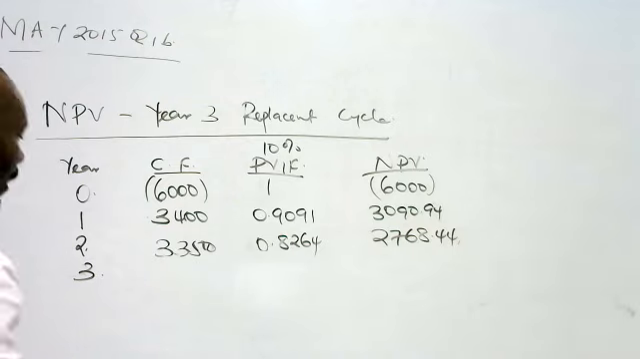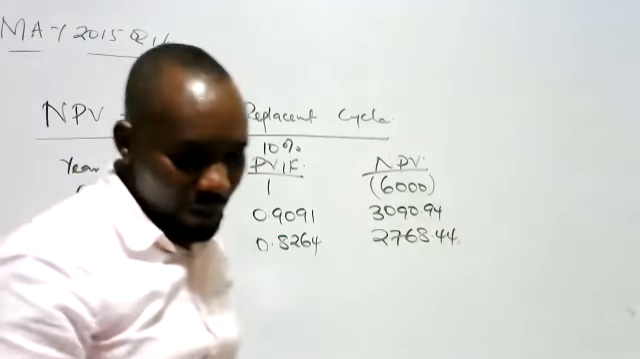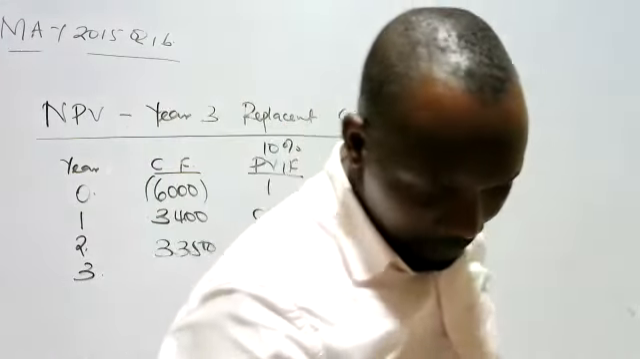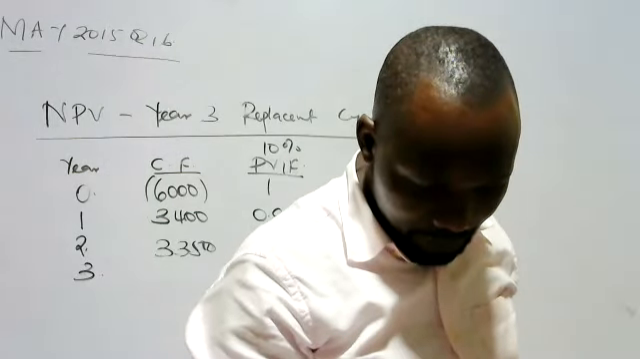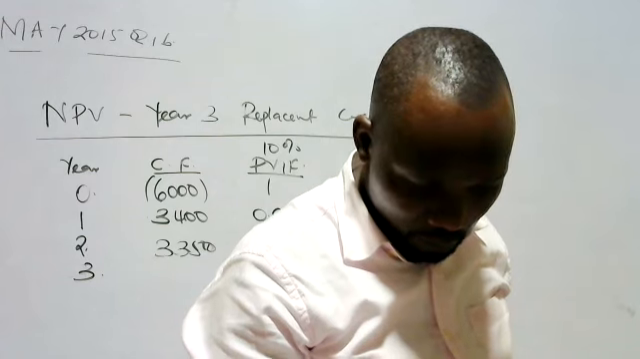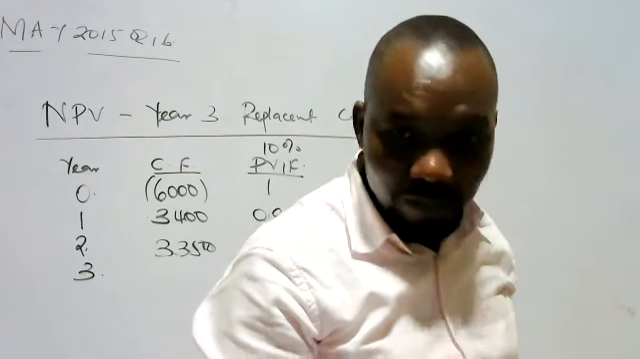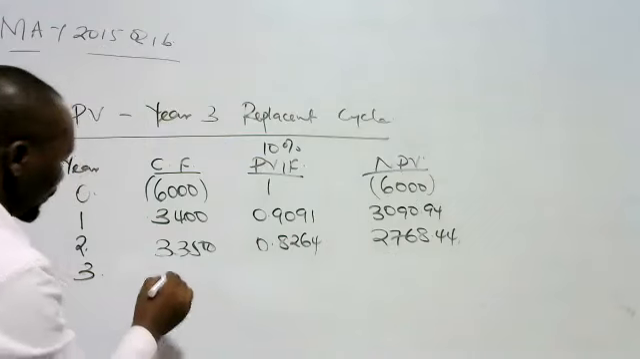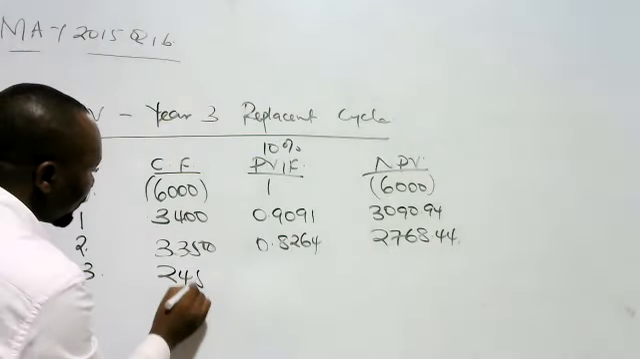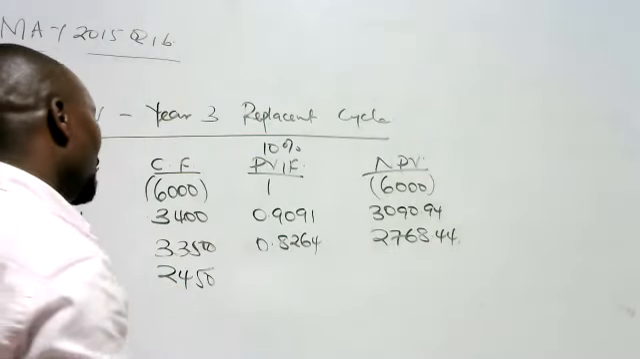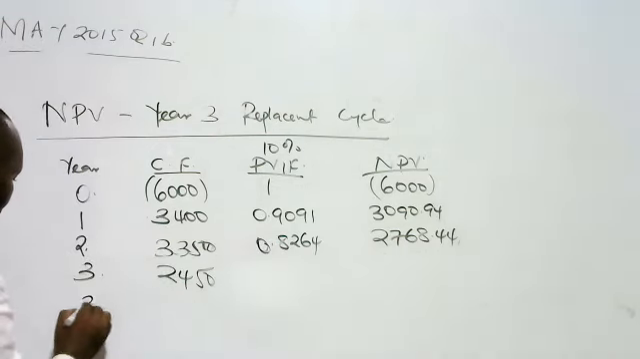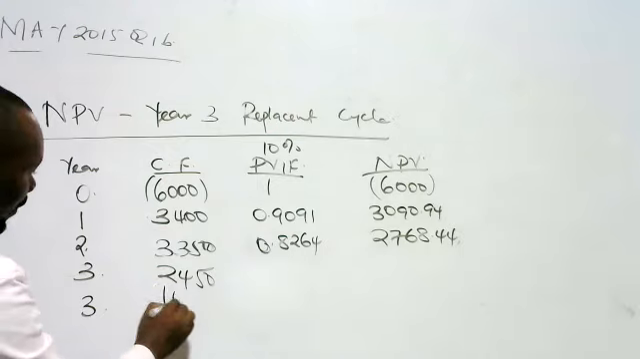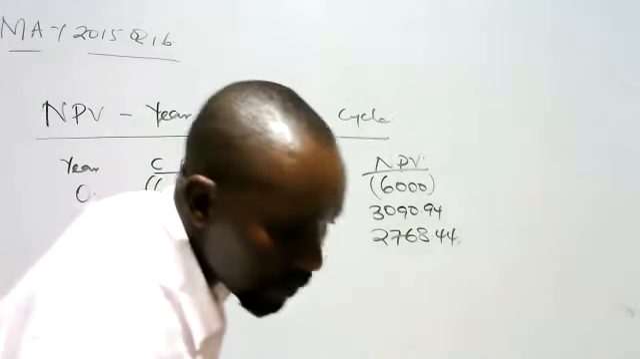Year 3, now how much? What was the revenue for year 3? Year 3, the revenue was 2450. Confirm. So in this 2450, we can also sell at year 3 at 1,000 now, I believe. 1,000.